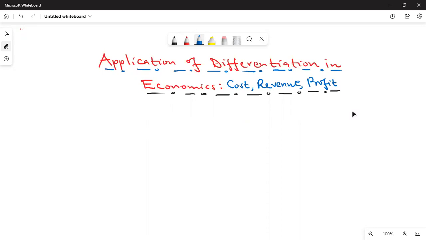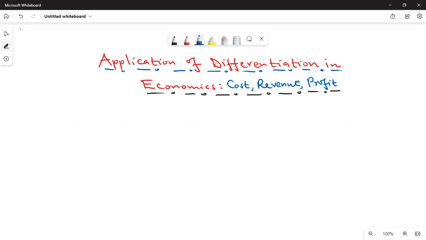Today we are going to look at Calculus 1, that is differentiation, and our main topic is on the application of differentiation in economics. When we talk of economics, there are things to do with cost, revenue, and profit. So what do you mean by cost function? We are going to define each of them.